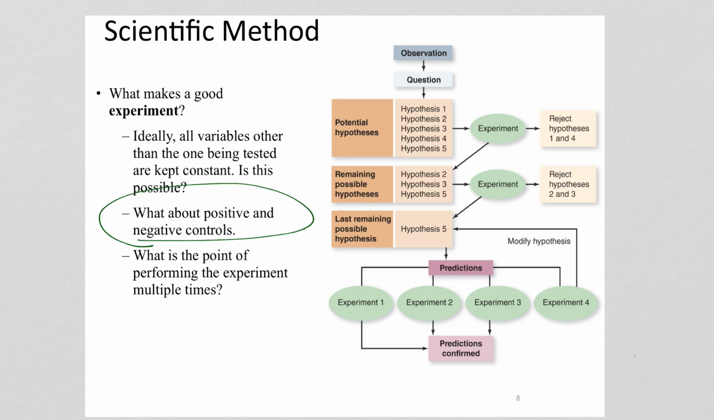The second really important consideration is positive and negative controls. The most important one by far is the negative control, which you always have to have. And a negative control is really just a condition that you expect to not work, to not give you a result.